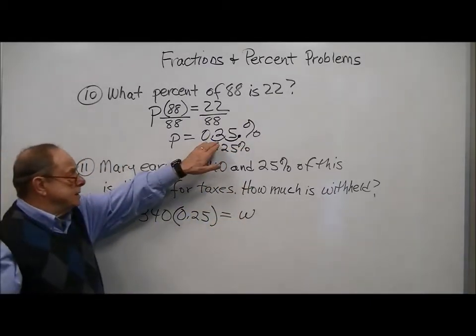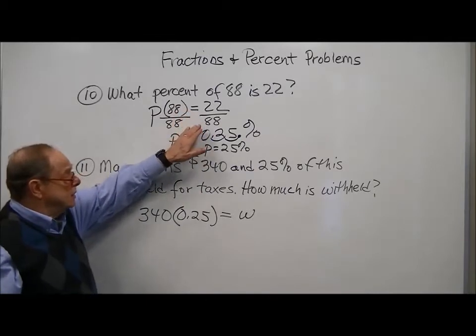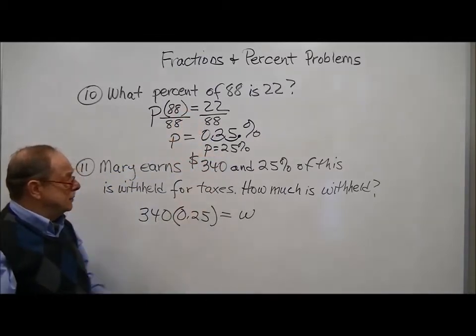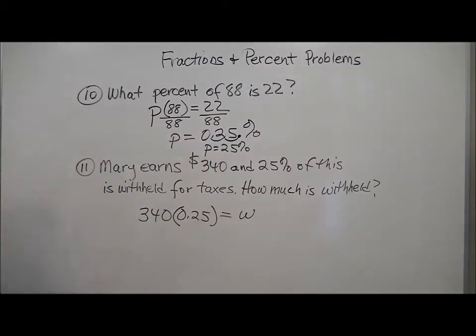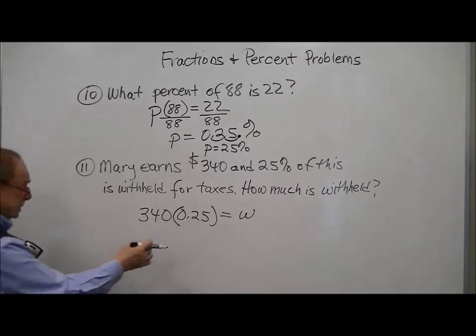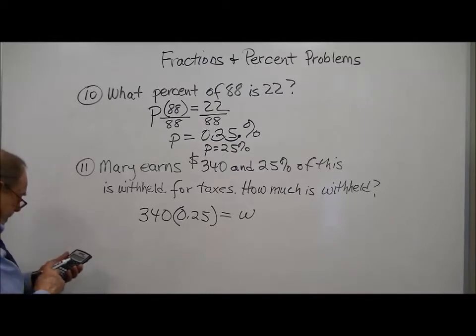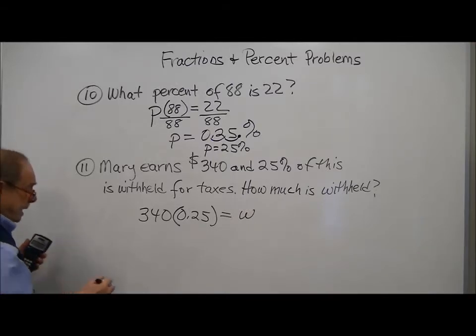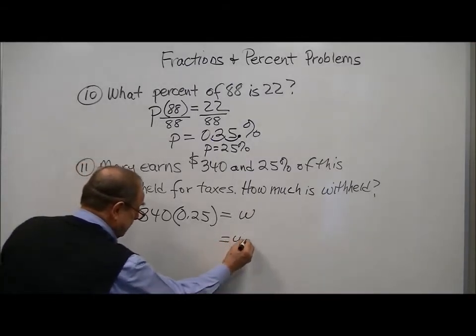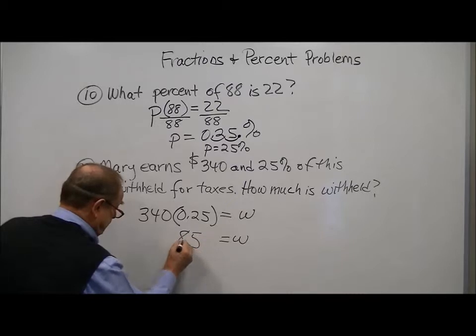Again, it comes out as a decimal fraction from the calculation, but then you have to convert it to a percent. And for this, we're just going to take 25% of this. And the amount withheld is $85.